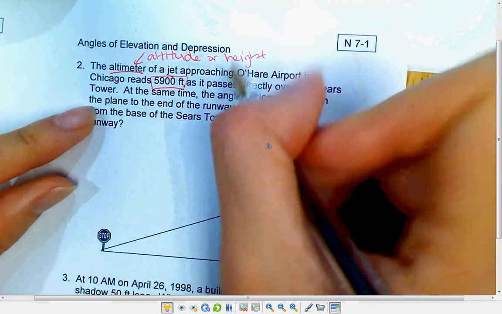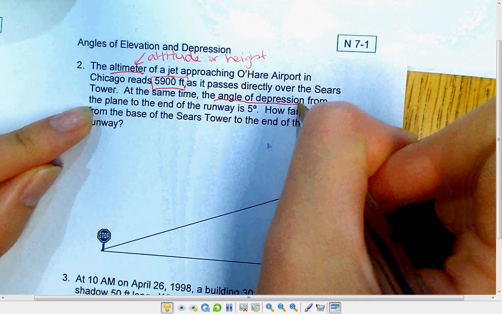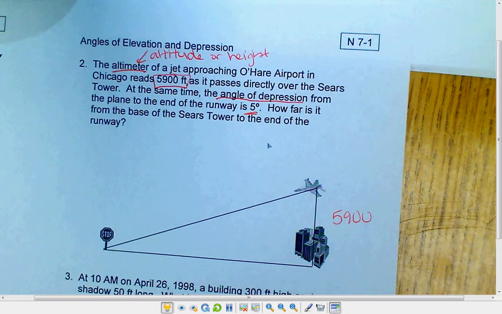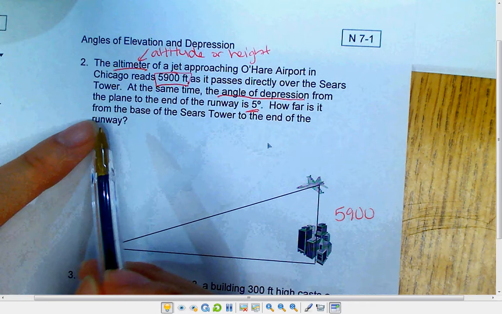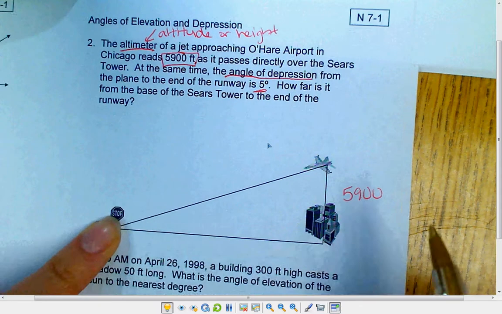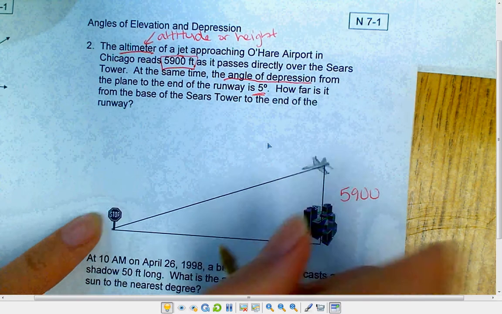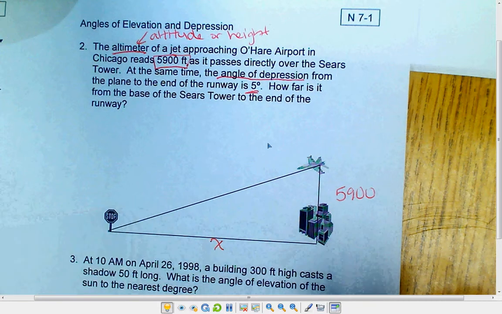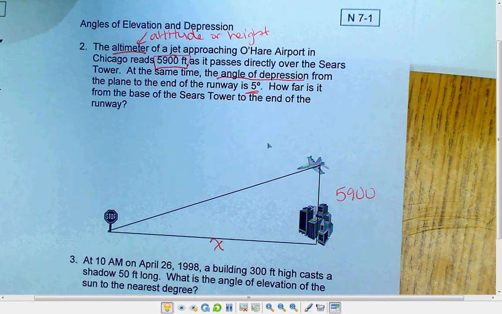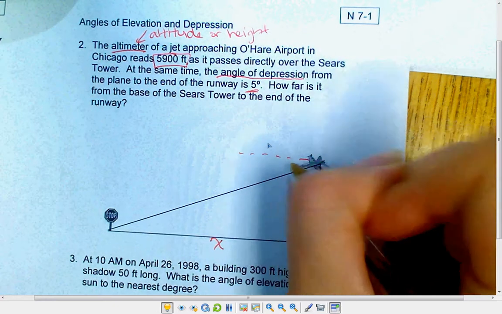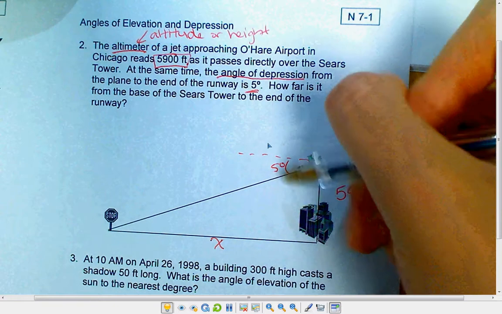At the same time, the angle of depression from the plane to the end of the runway is 5 degrees. How far is it from the base of the Sears Tower to the end of the runway? So I'm looking for this value right here, from the base to the end of the runway. And I know that my angle of depression is 5 degrees. So angle of depression means from here to here. So depression means I'm going down.